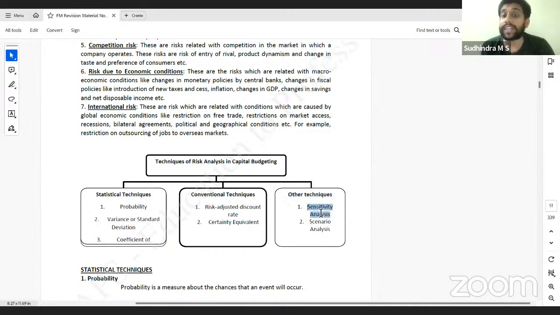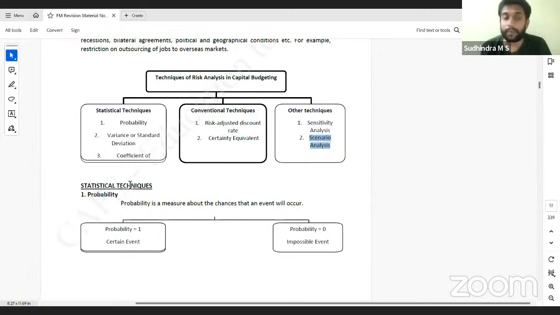Then other techniques: sensitivity analysis, where by changing one of the variables, we see how much the NPV changes. Scenario analysis, where by changing many variables, we see what the impact is. These are the various techniques involved.